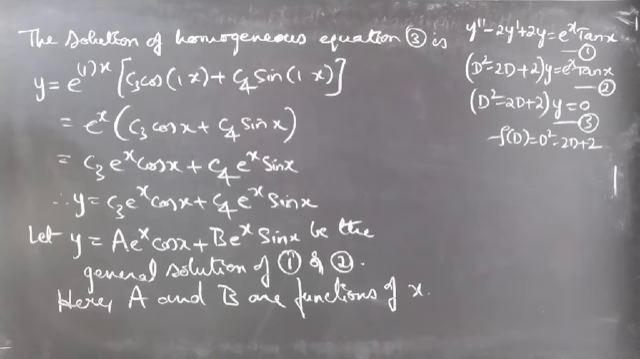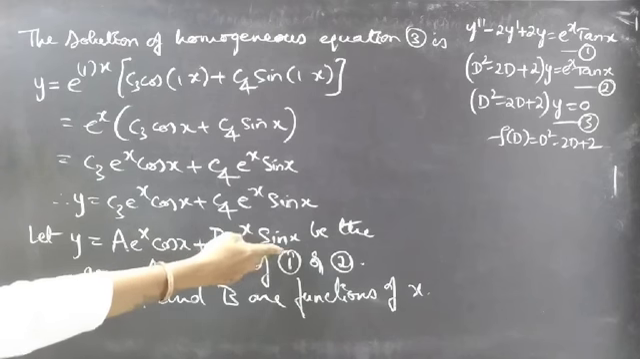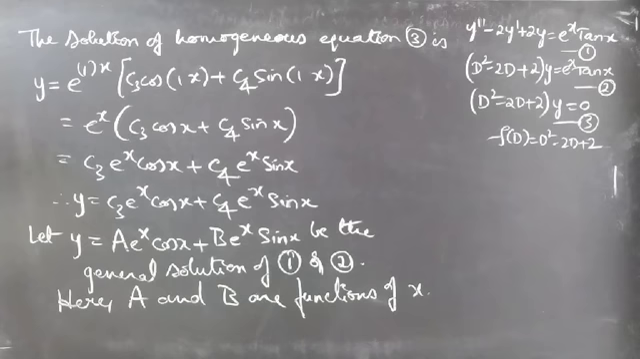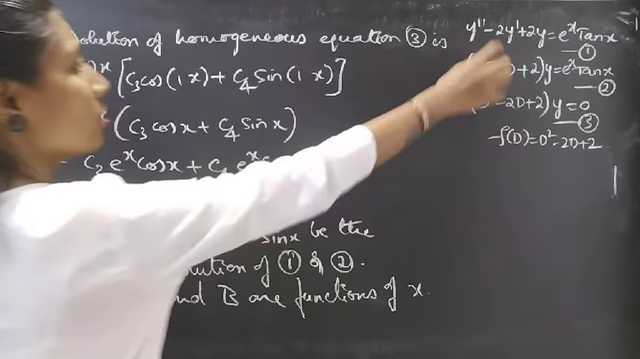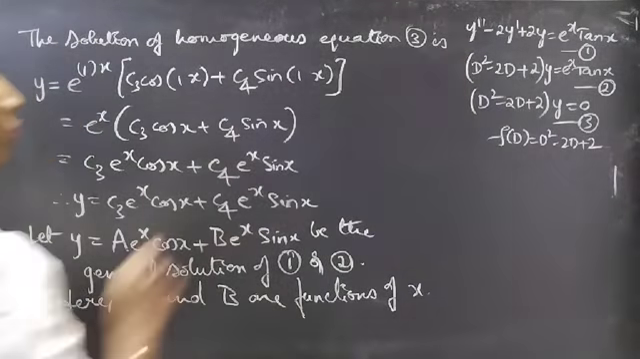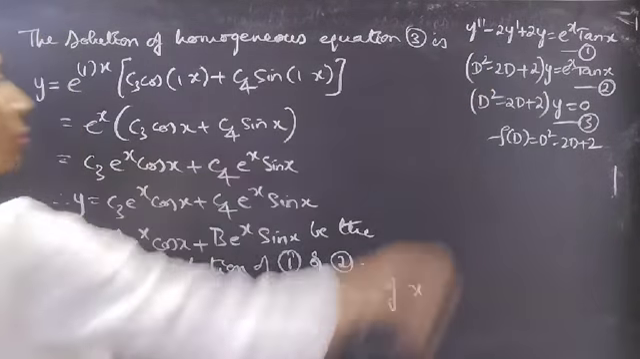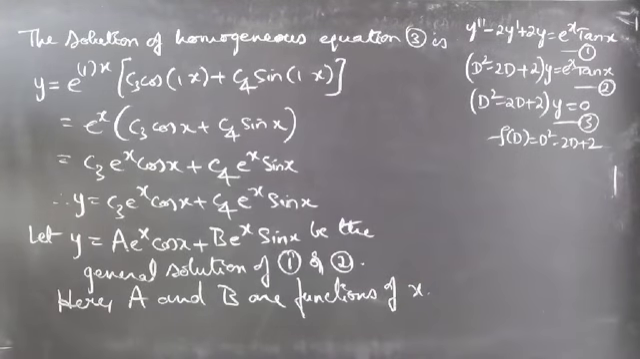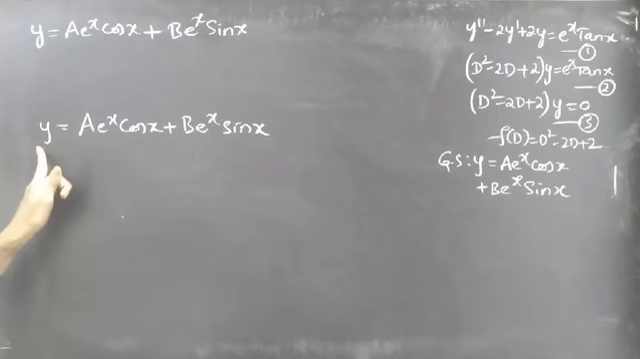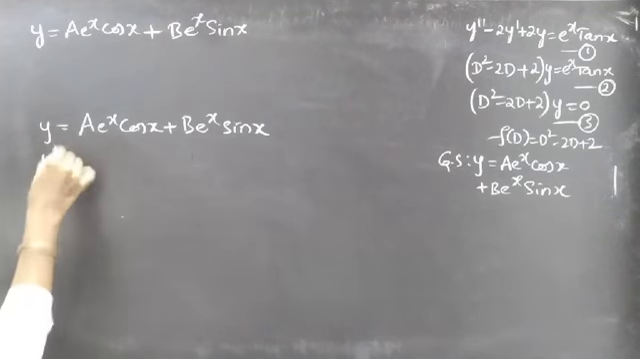Let's now find y dash and y double dash. Here y equals a e power x cos x plus b e power x sin x is the general solution of 1 or 2, so it is a solution of this equation, right? So it should satisfy this equation. So we can substitute y, y dash and y double dash in this equation, right? So let's see. We are having y equal to a e power x cos x plus b e power x sin x, right? Let's find y dash.